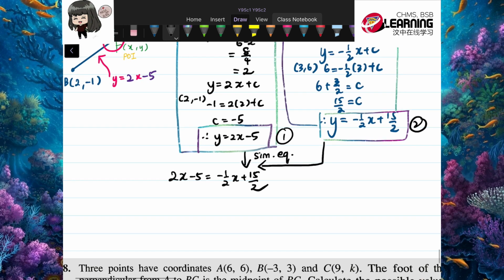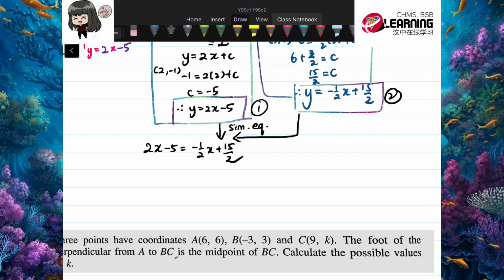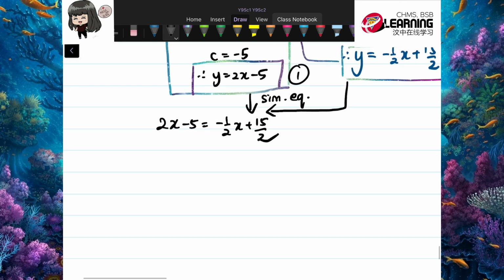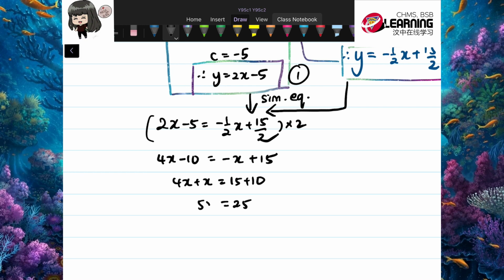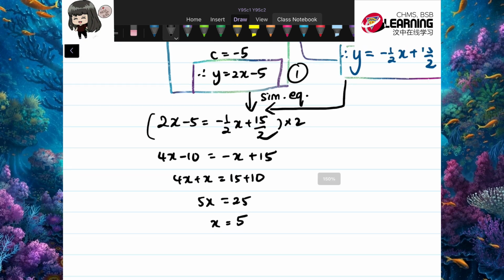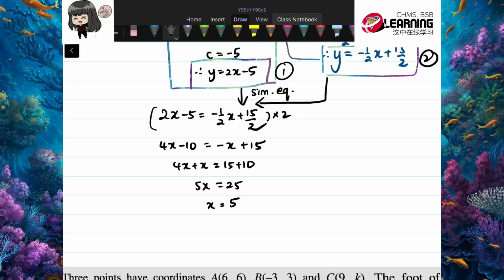My working will be here. I multiply everything by 2 to get rid of the fraction. So my x is 5. After I get x is 5, I sub into one of the equations. I sub into the easiest one, the first equation. And my y is also 5. Therefore, my F is (5, 5).